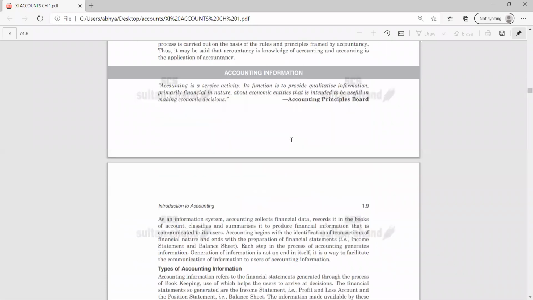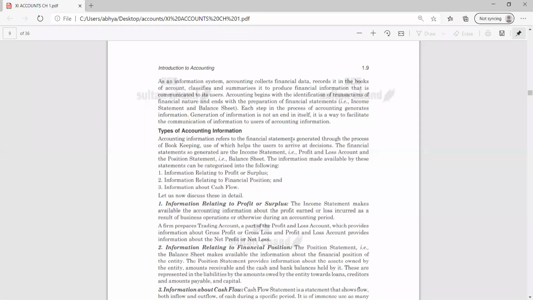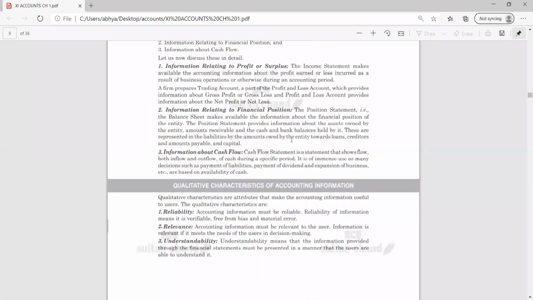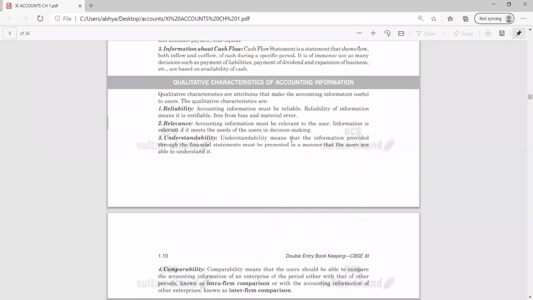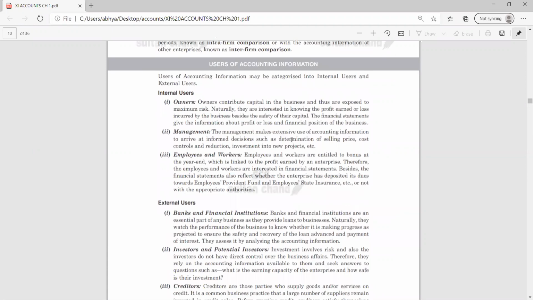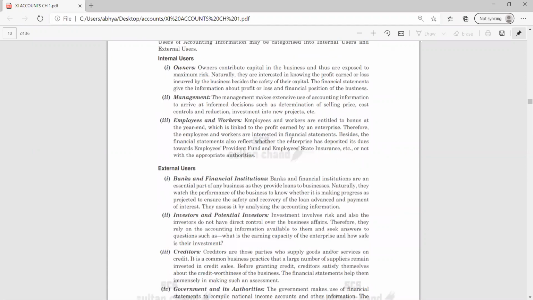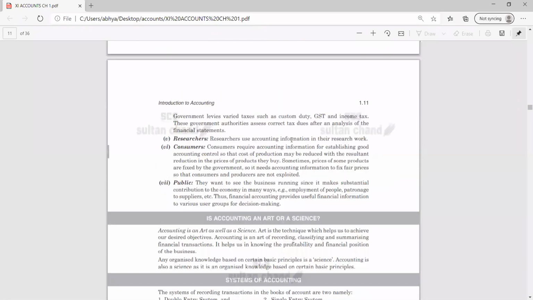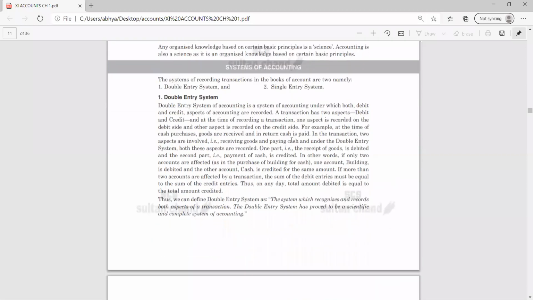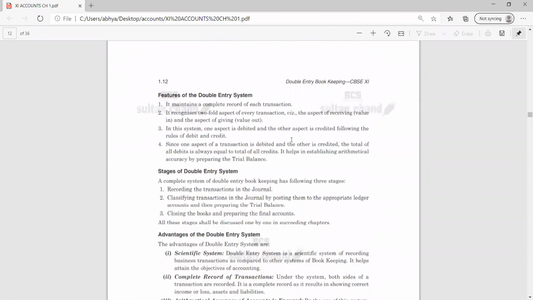Then accountancy, then accounting information, types of accounting information: information relating to profit or loss, financial position, cash flow. Qualitative characteristics: reliability, relevance, understandability, and comparability. Then users, already discussed in the beginning of the class. Then accounting, art or science. Two systems are there, double entry and single entry. And here the chapter ends.